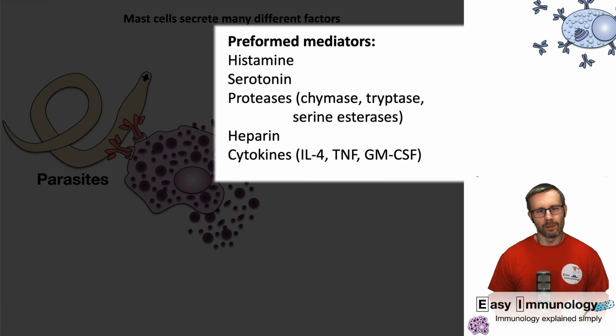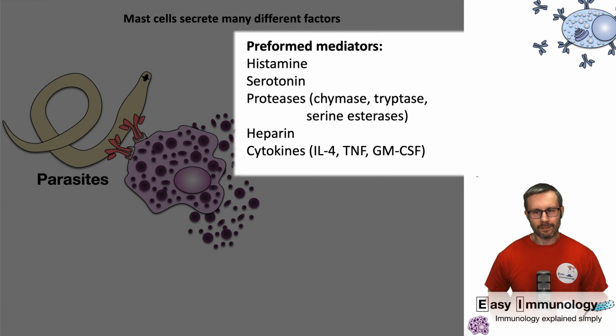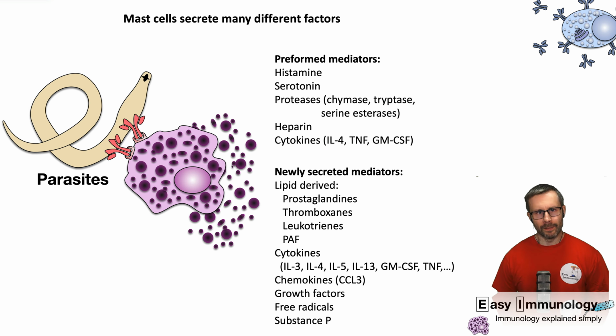Very important. Then you have heparin. This is an anticoagulation drug, so it prevents the clotting of your blood, but it also prevents the normal function of these parasites. And then you have cytokines, messenger molecules of the immune system, that recruit even more cells of the immune system. As I said, this is preformed.